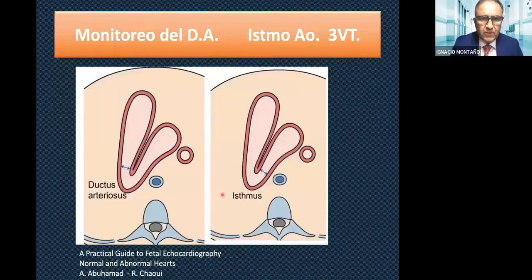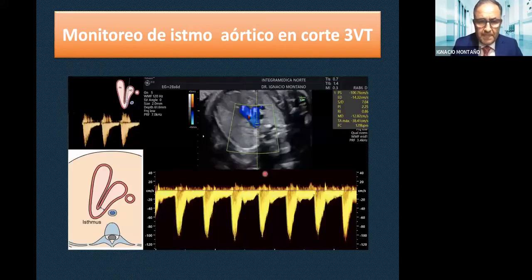Another advantage of the three-vessel trachea view is that it will allow us to easily evaluate the ductus arteriosus and the aortic isthmus. And it should be evaluated at the convergence of the V. We place the cursor at the level of the convergence of the V, and we are going to evaluate the ductus arteriosus here. And at the distal level of the transverse arch, before the convergence of the V, before the junction with the descending aorta, we are going to evaluate the aortic isthmus.